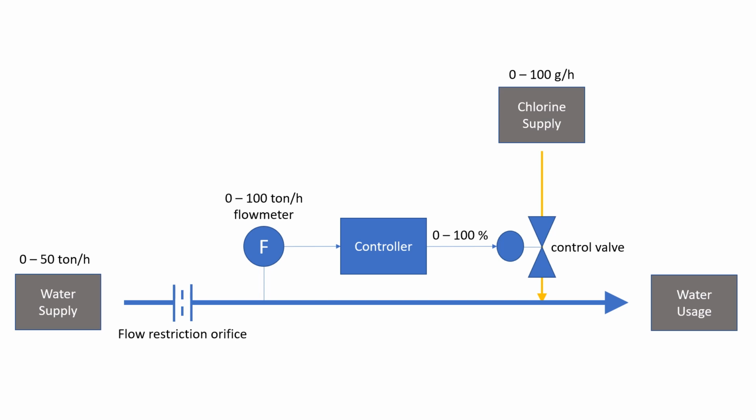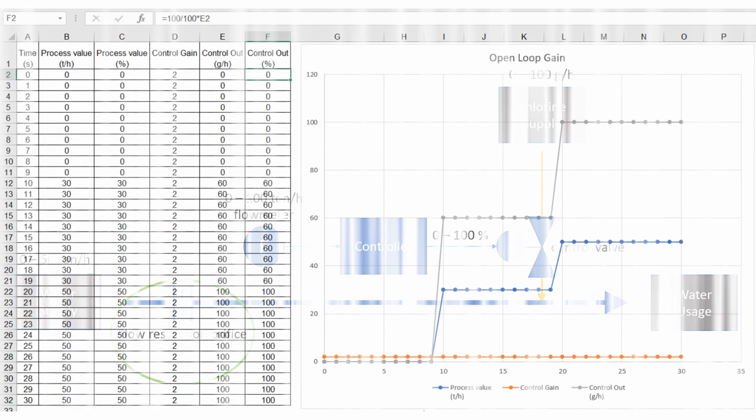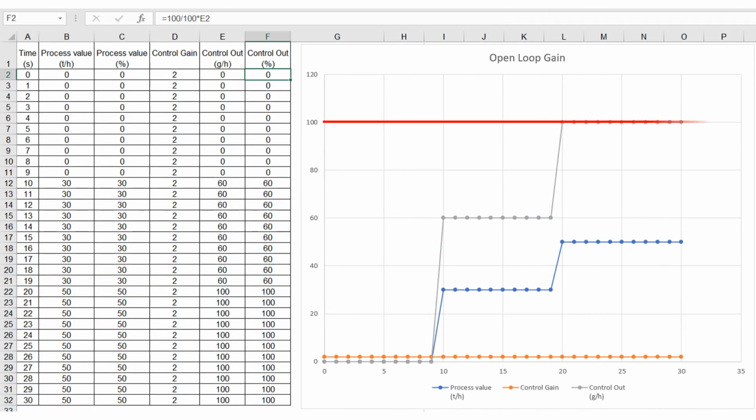If the goal is to maintain the concentration of chlorinated water at 2 parts per million, we can limit the water flow rate at 50 ton per hour. It can be done by adding a flow restriction orifice to the water pipeline. As we can see in the graph, the chlorine concentration of the water outlet can be maintained.